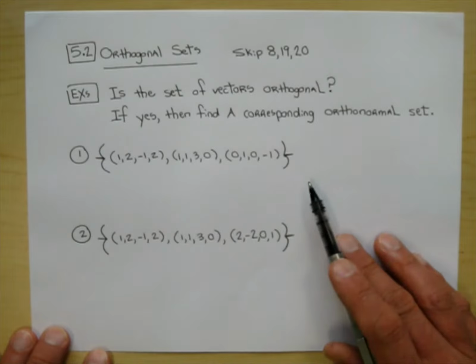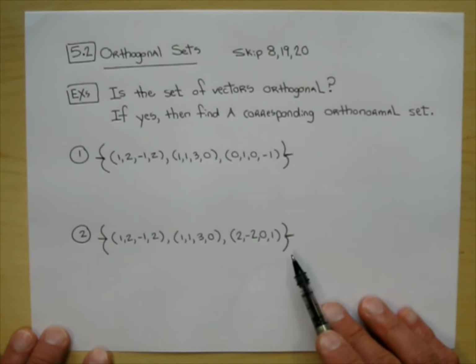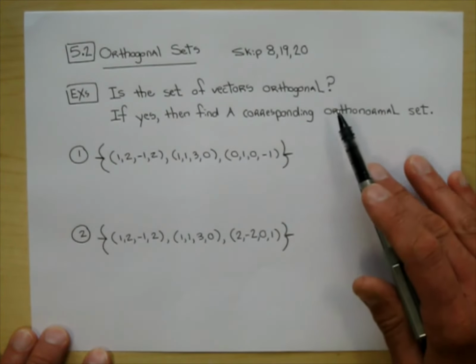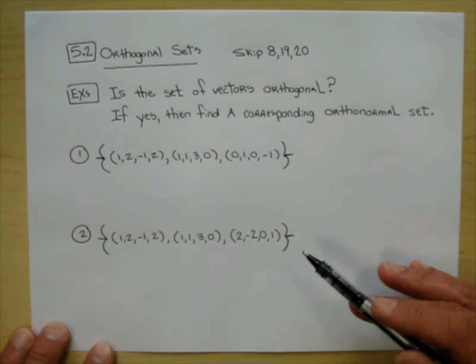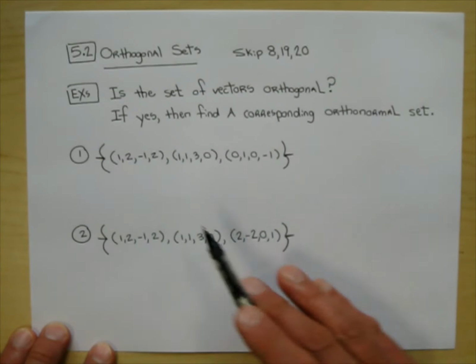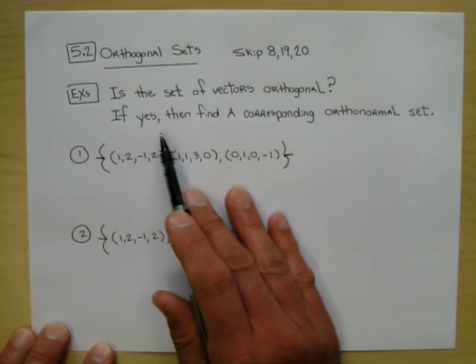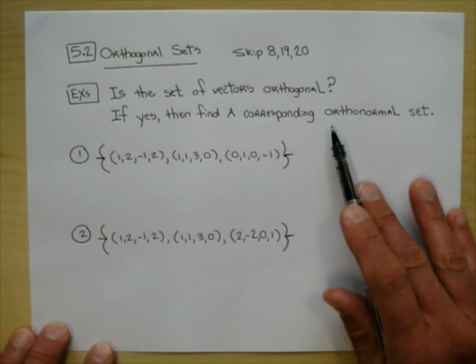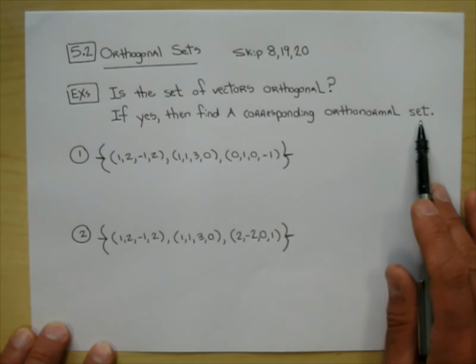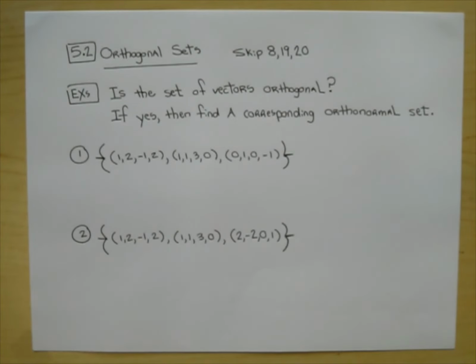So look at our examples here. We have two sets, and it says, is the set of vectors orthogonal? So we don't know what that means, so we're going to need a definition. If yes, then find a corresponding orthonormal set. So we don't know what that means either, so we better go ahead and look at some definitions.